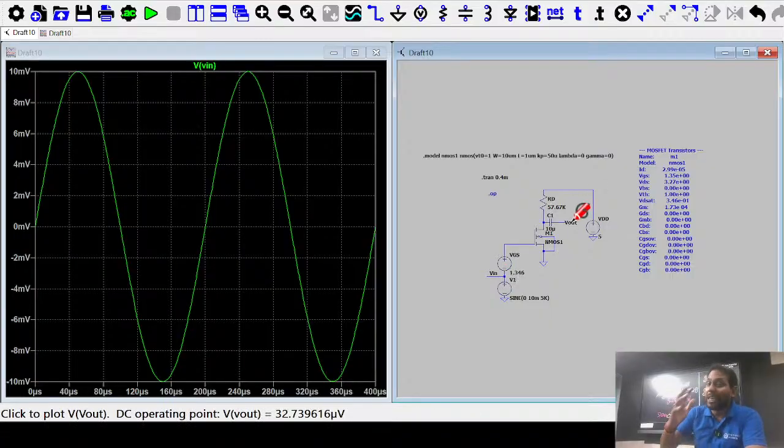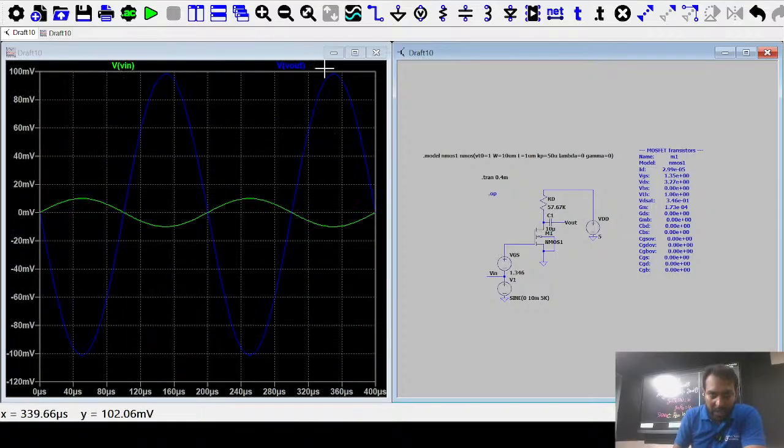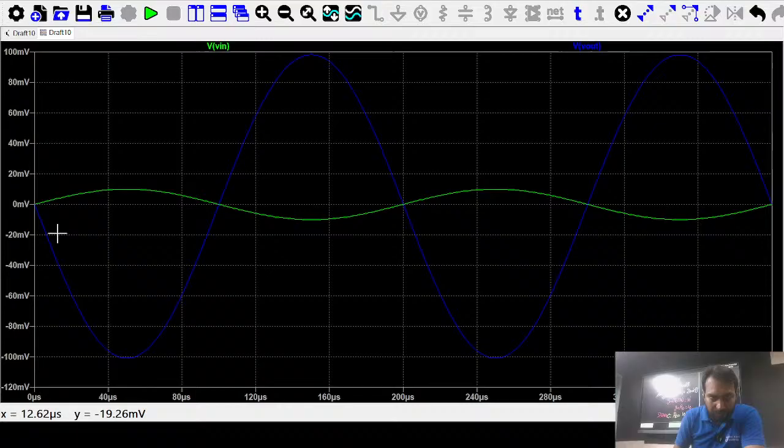So I am interested in the output because I want the gain to be 10 times that. So what will be the gain? I am just checking that V out here. So your input is this. The green one is your input and the blue one is your output. This is the representation, this is V out and this is input.